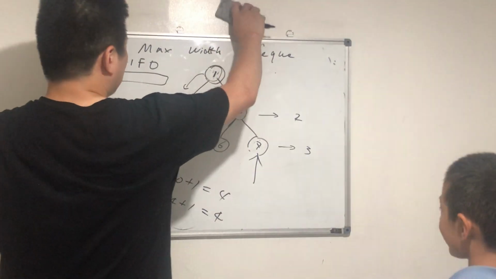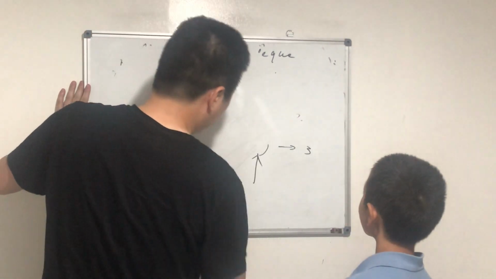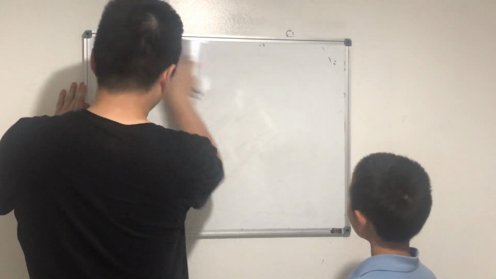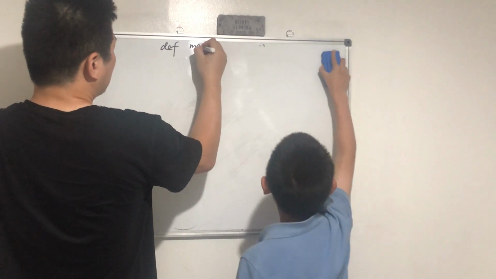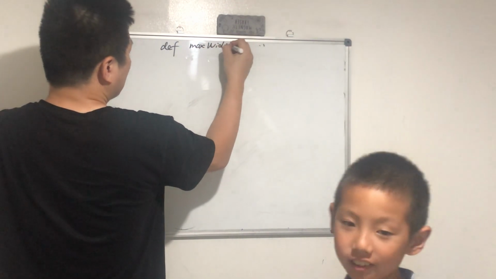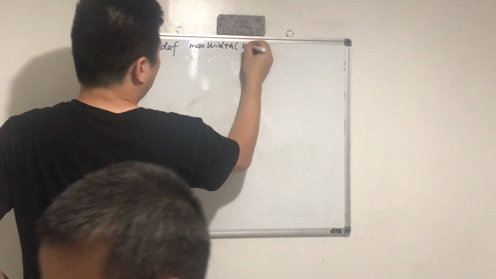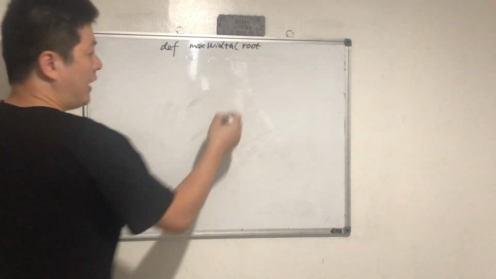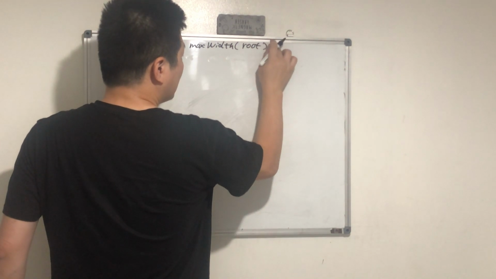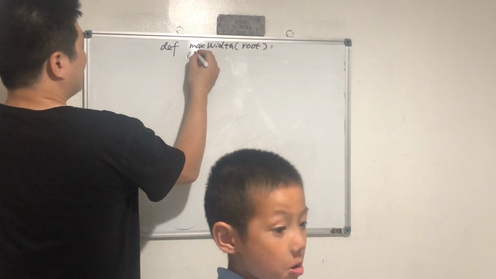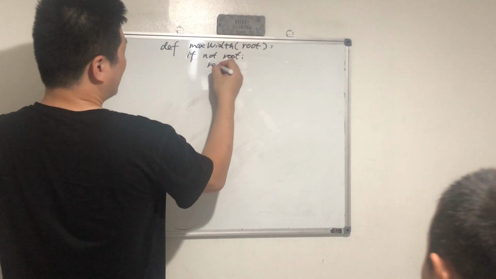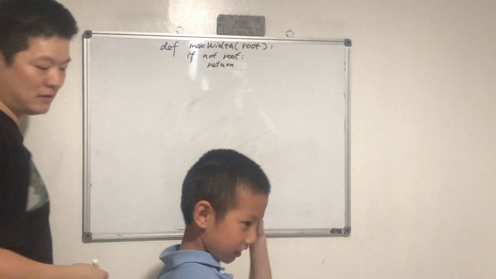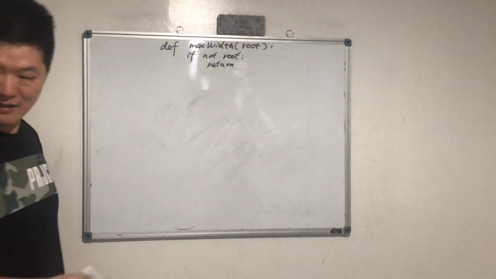Okay, let's do this. Let's do this coding. And then define max width, root, okay? If it's an empty tree, what's the answer? 0, yeah.